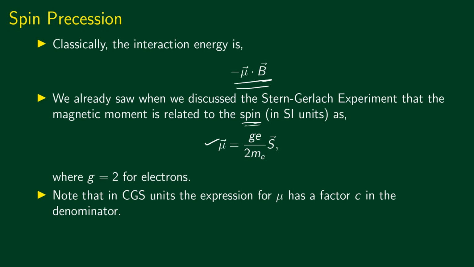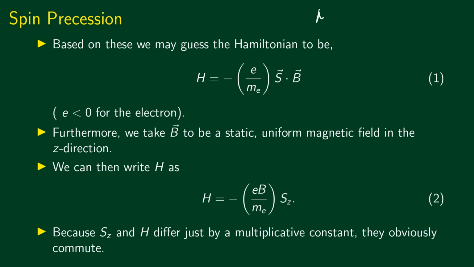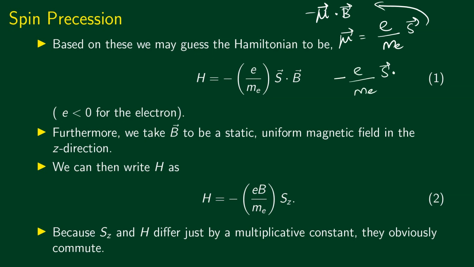Now this is in SI units. If we are using CGS units, there would be a c in the denominator here. I think the textbook uses CGS units, but we'll stick with SI units because in the first chapter we used SI units. Now classically the interaction energy is minus mu vector dot B vector, and quantum mechanically this mu vector for a spin half electron is given by e divided by m_e S vector. Just put g equal to 2 in the previous expression, so 2 in the numerator and 2 in the denominator will get cancelled, and you get mu vector is equal to e divided by m_e S vector. You put it back in here and you get minus e divided by m_e S vector dot B vector.